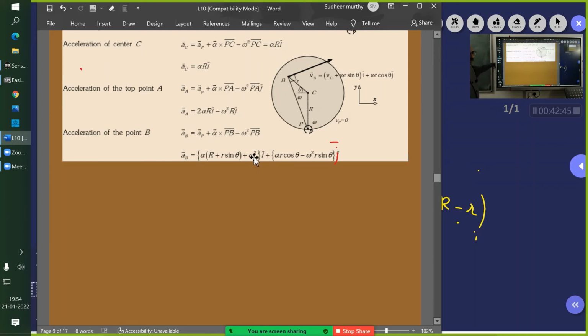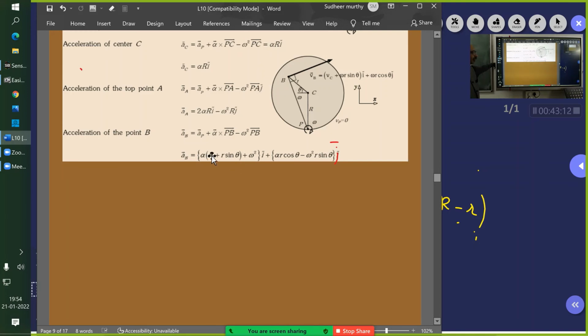It should be alpha r sin theta in the second term, the j cap term. And the inner one should be cos theta in the I cap term, plus r cos theta. Friends, did you check it out? Okay, fine.